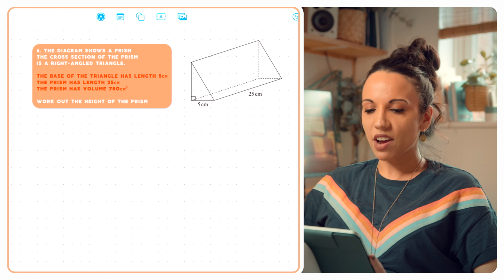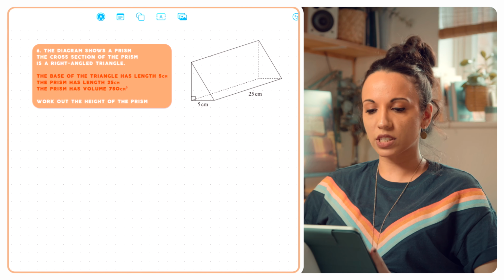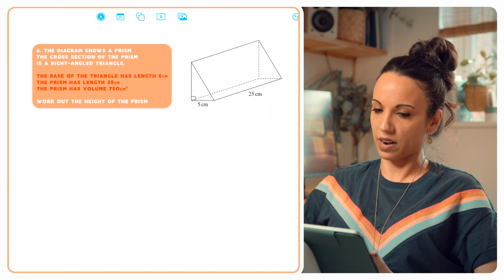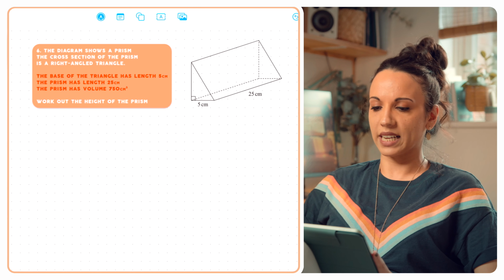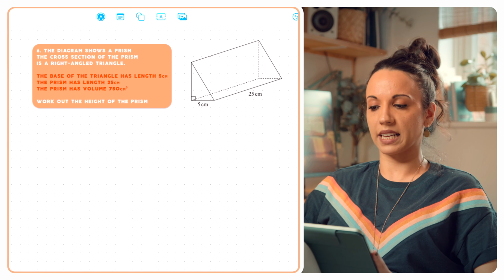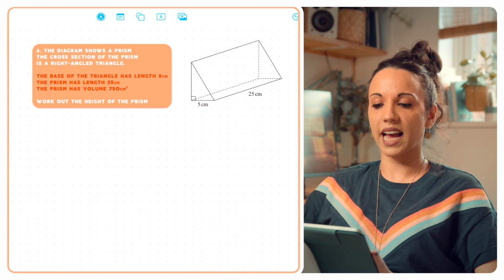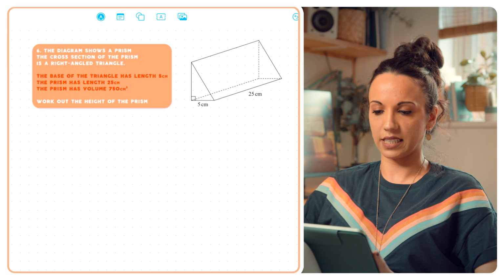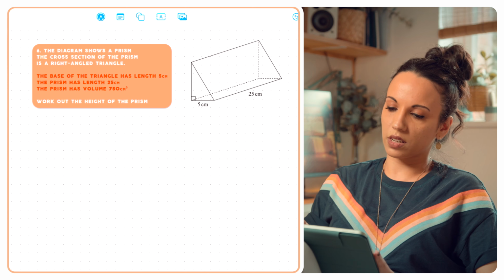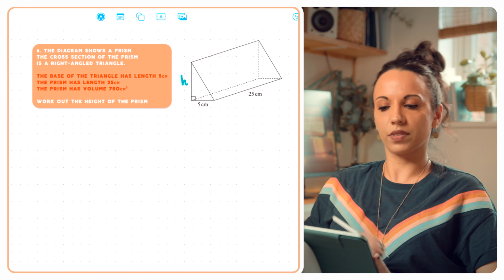Okay, let's jump straight in with question 6. The diagram shows a prism. The cross-section of the prism is a right-angled triangle. The base of the triangle has length 5 centimetres, the prism has length 25 centimetres, and it has volume 750 centimetres cubed. It wants us to work out the height of the prism.